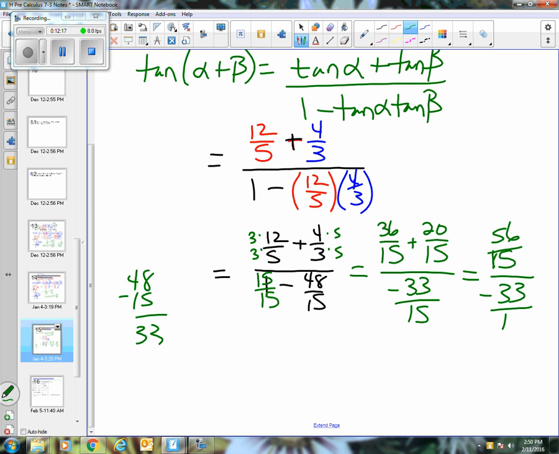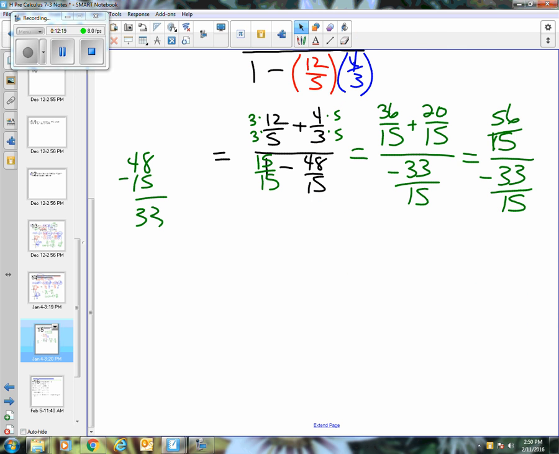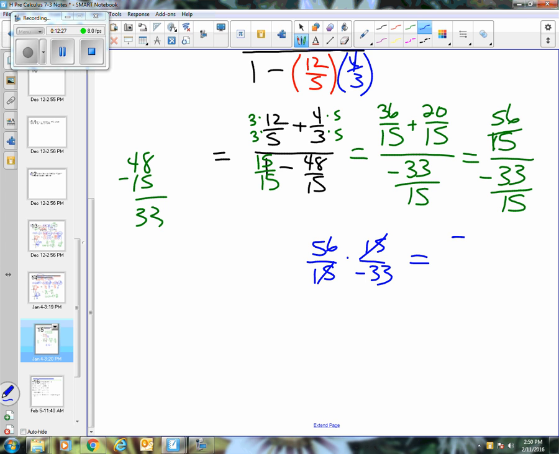Okay, and now you're ready to multiply by the reciprocal. All right, so 56 over 15 times 15 over negative 33. Looks like I'm going to end up with 56 over negative 33. So that would be the tangent of alpha plus beta. So 56 over negative 33.